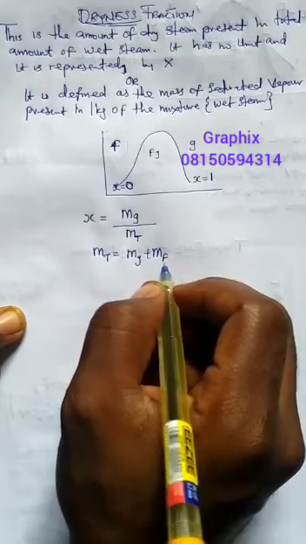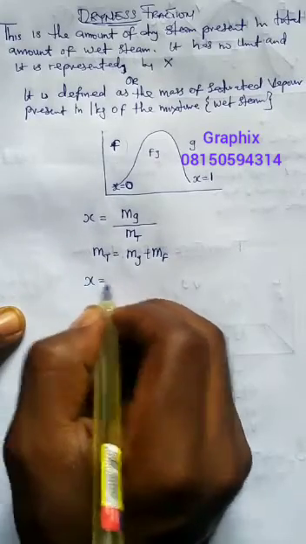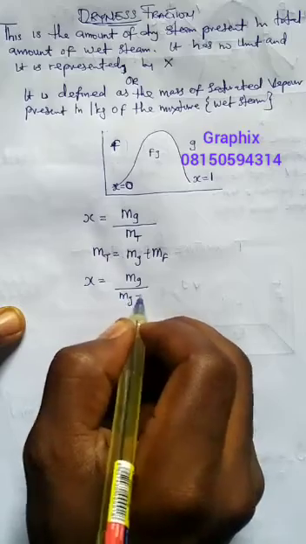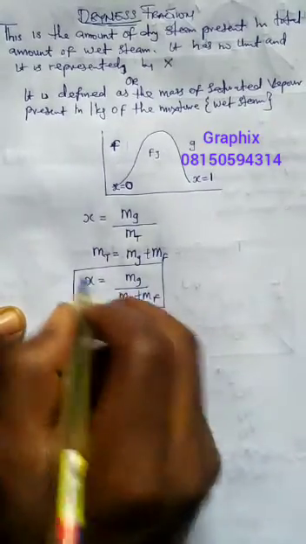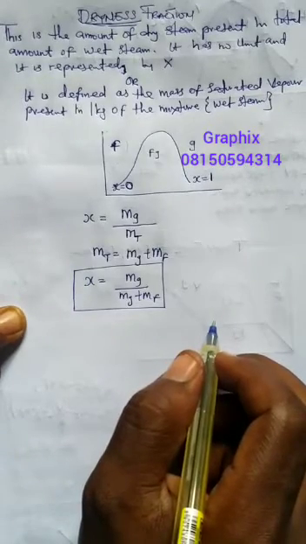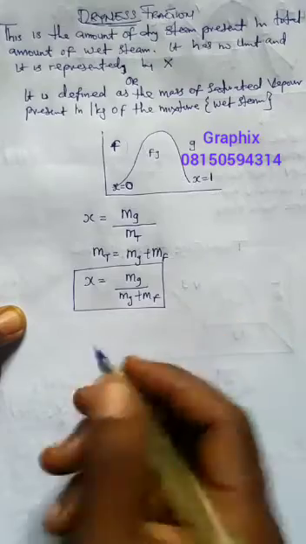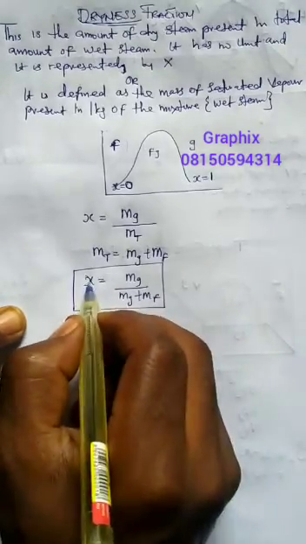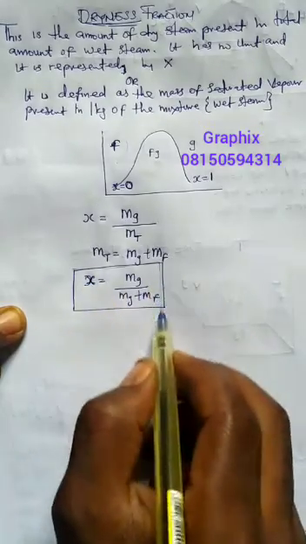So hence we will now say my x is equal to what? My mass of gas over mass of gas plus mass of liquid. So this is our dryness fraction. Are we good? So in a nutshell, we can easily say that the dryness fraction of any substance mathematically is given to be this.